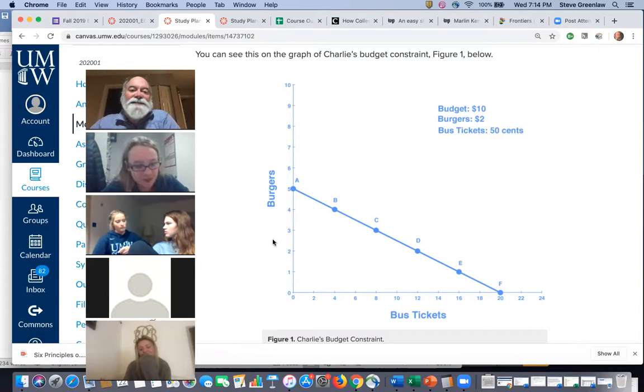Faces a budget constraint, right? What that means simply is we can't have everything that we want.